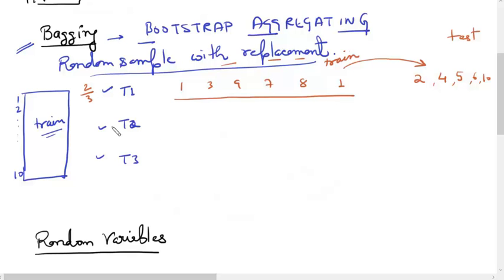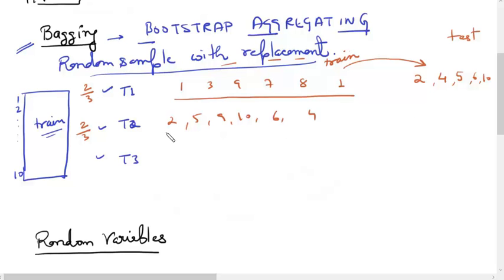Similarly, on the second tree, we will take some other 2/3 of the data points. So now we might select 2, 5, 9, 10, 6, 4. So these are the rows I have selected now. This is again a bagged sample with replacement. So random sample with replacement. The same rows may appear or may not appear.